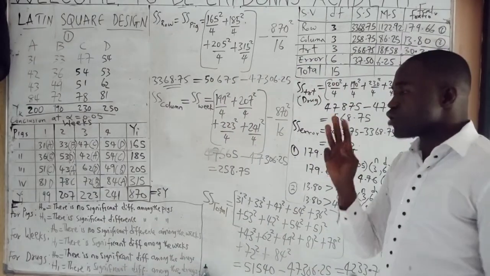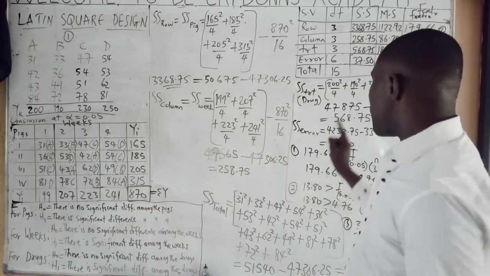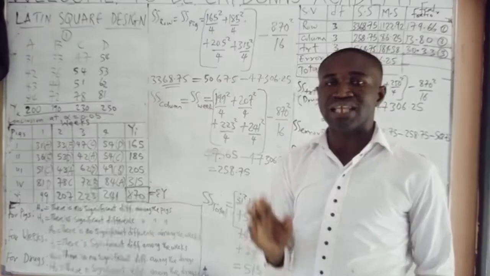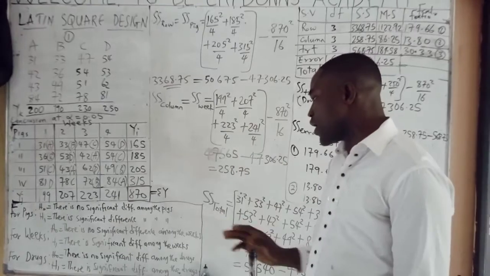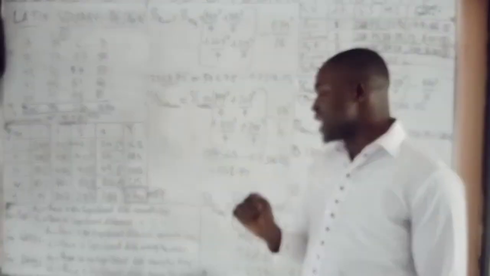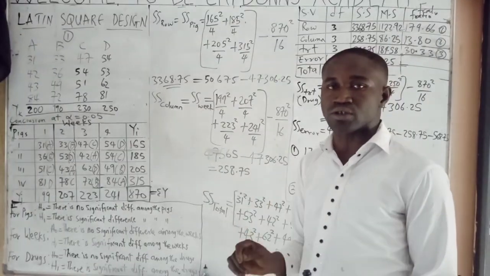So I have 3 conclusions in this. 1, for the one of peaks, there is significant difference among the peaks. For the one of weeks, there is significant difference among the weeks. And the one of drugs, there is also significant difference among the drugs.